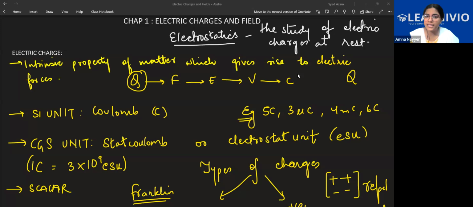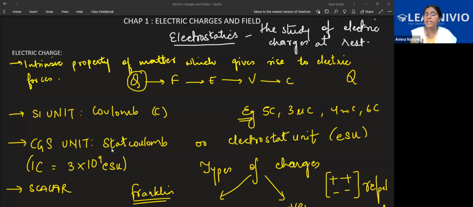So what is electrostatics mainly? It's the study of electric charges which are at rest. We don't move our charge. Our charge will remain static, and whatever phenomena can occur around it, those will happen. SI unit is important. SI unit is coulomb. You will find the symbol C written like this: 5 coulomb, 3 millicoulomb, 2 millicoulomb, 4 microcoulomb, like these, the charges are mentioned. Then CGS unit is very rare.